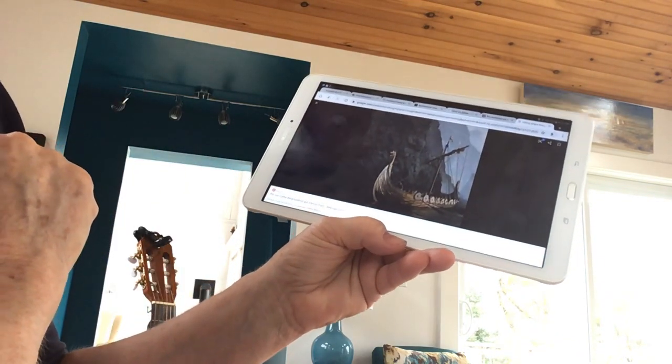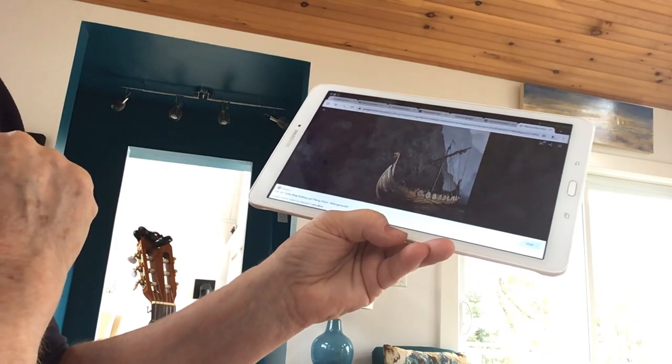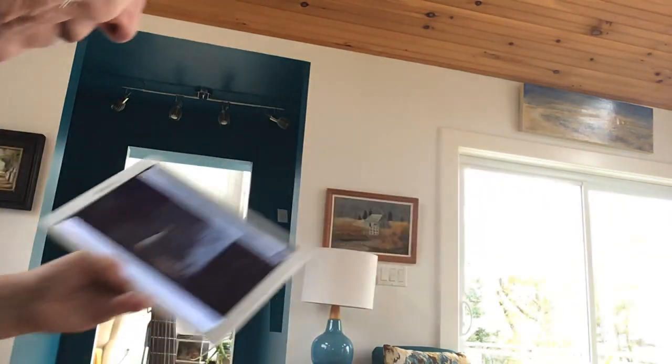Yeah, it would have been pretty cold there, I would think. So that's a Viking ship.